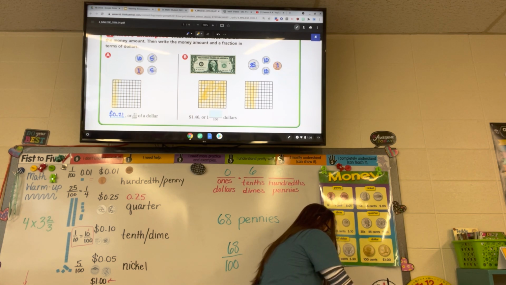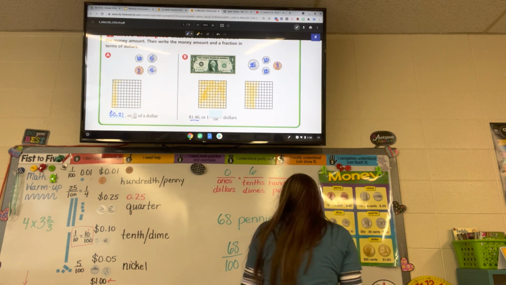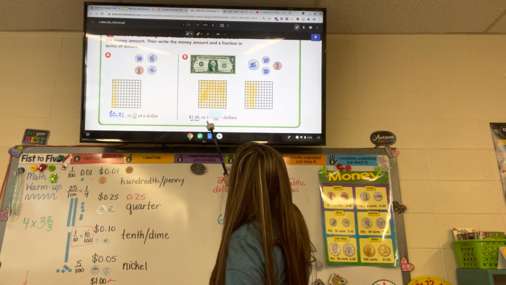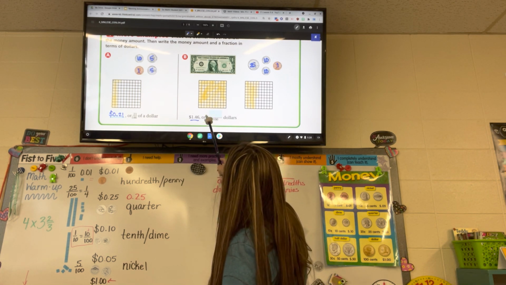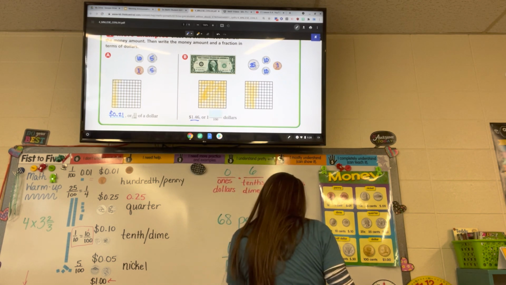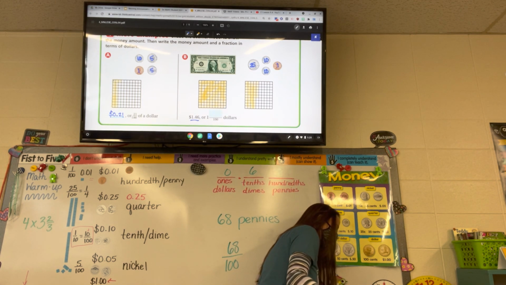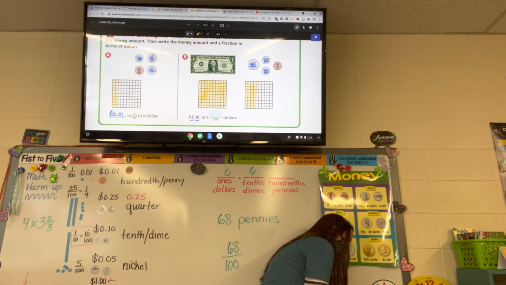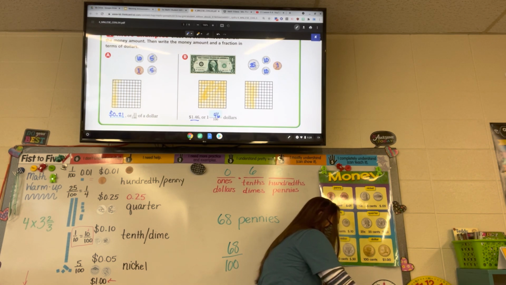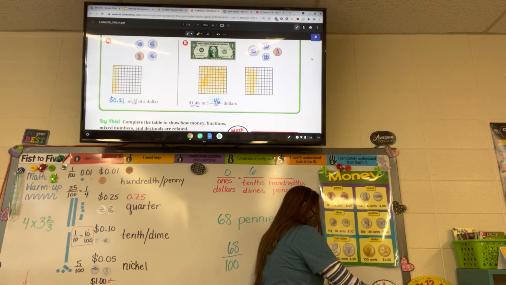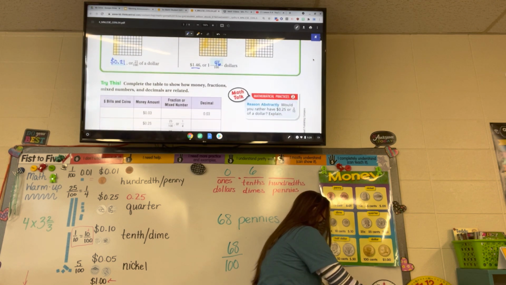So now to write that, they've already written it as a dollar amount. So now they want us to write it as a mixed number. So they put the 1 here. What goes above the 100? 46. Good. 1 and 46 hundredths, or 1 and 46 out of 100 to make a whole.